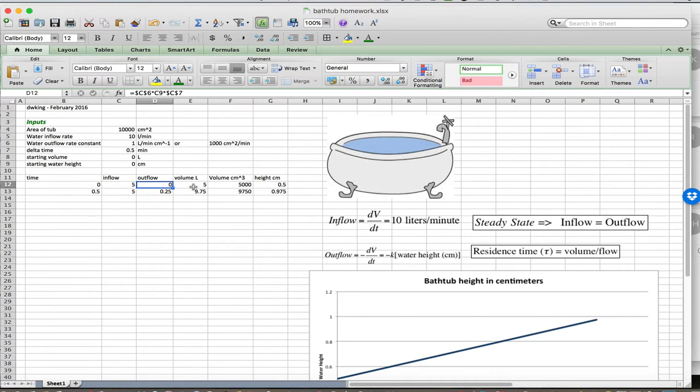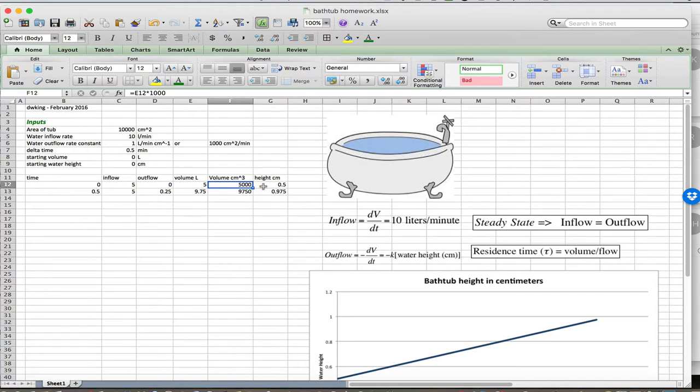So now the volume at the end of this time step is going to be the starting volume, C8, plus the amount of water I added, inflow, minus the amount of water that left. So this is the conservation of mass. The amount of water in the tub is the amount you have plus the amount you add minus the amount you lost. Nothing more simple. I then convert that into centimeters cubed, so I just multiply it by 1,000. There's 1,000 centimeters cubed in a liter.